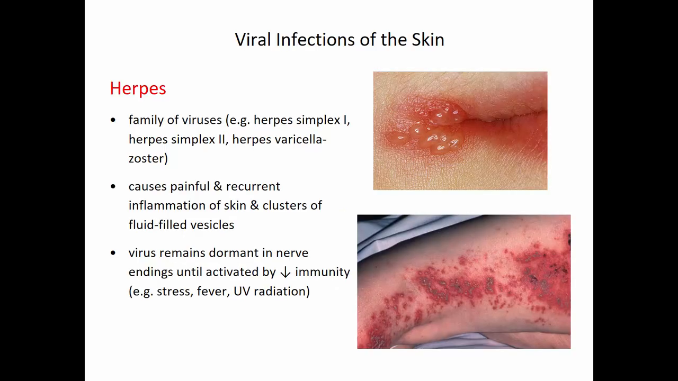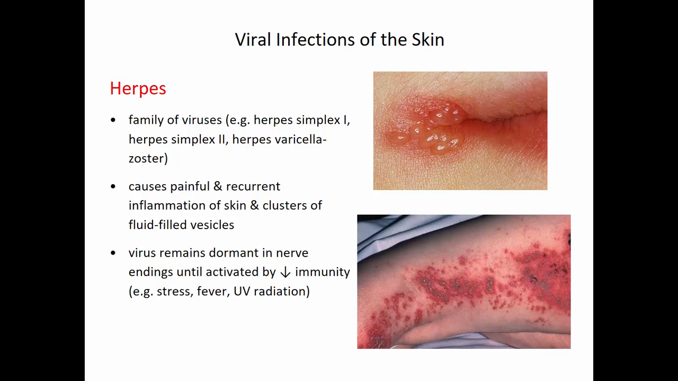So an example of a viral infection of the skin that is fairly common is herpes. Now, herpes is a whole family of viruses that includes viruses such as herpes simplex 1, which is the virus that causes cold sores, which are these small fluid-filled blisters often around the nose and mouth area. Also a different variant is simplex 2, which is the type of herpes that causes genital herpes. It's spread by direct contact.